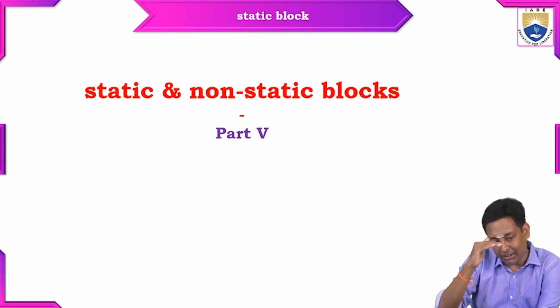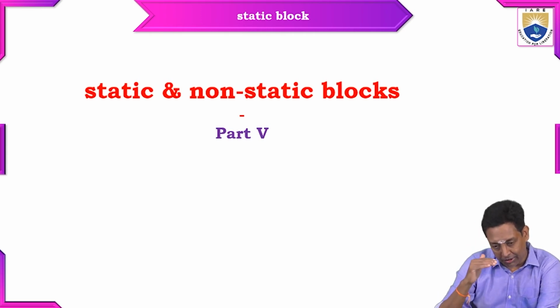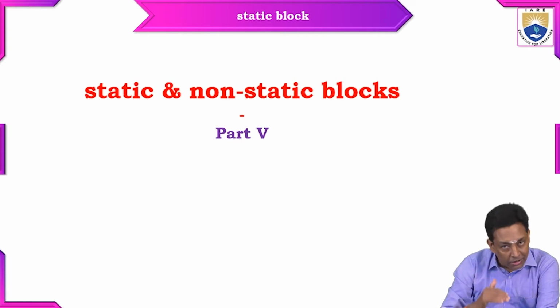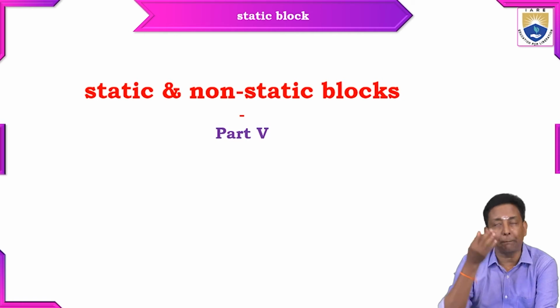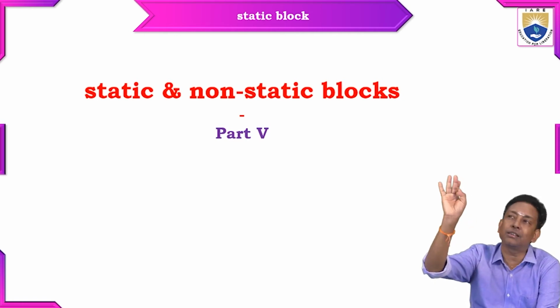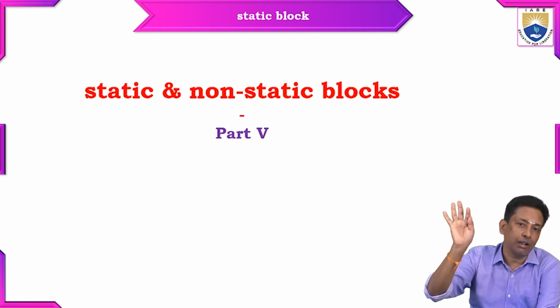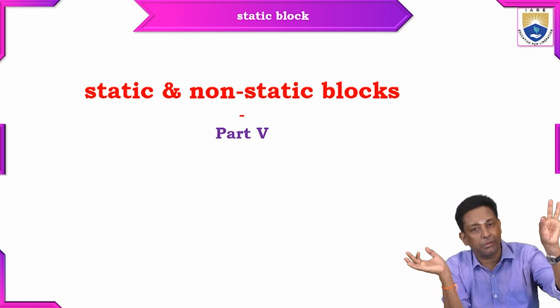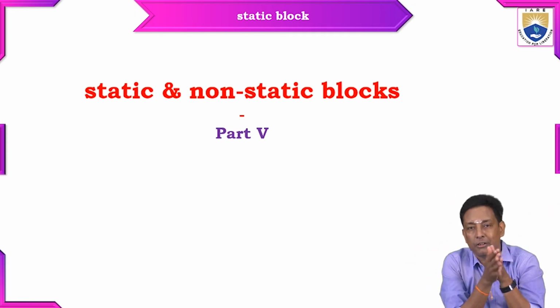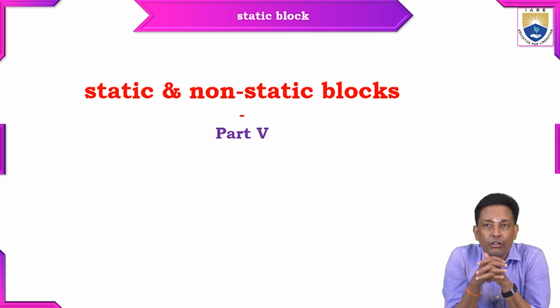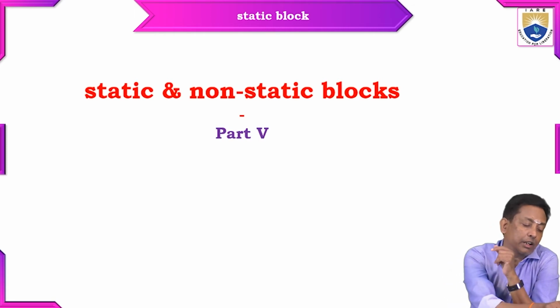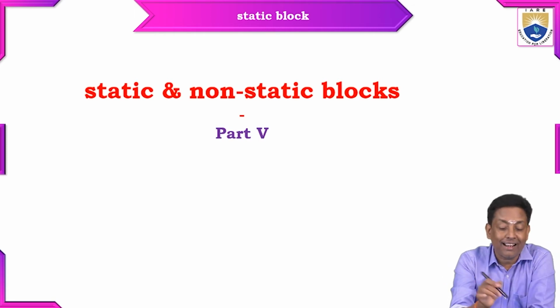Next to the import statements, class declaration. Next to class, variables. Next to variables, constructors. Next to constructors, methods. Next to methods, static and non-static blocks. So package declaration, import statements, class declaration, variable declaration, constructor implementation, method implementation, static blocks and non-static blocks. This is what the Java program structure consists of. This is the last topic in Java programming structure, and here we are discussing static and non-static blocks.